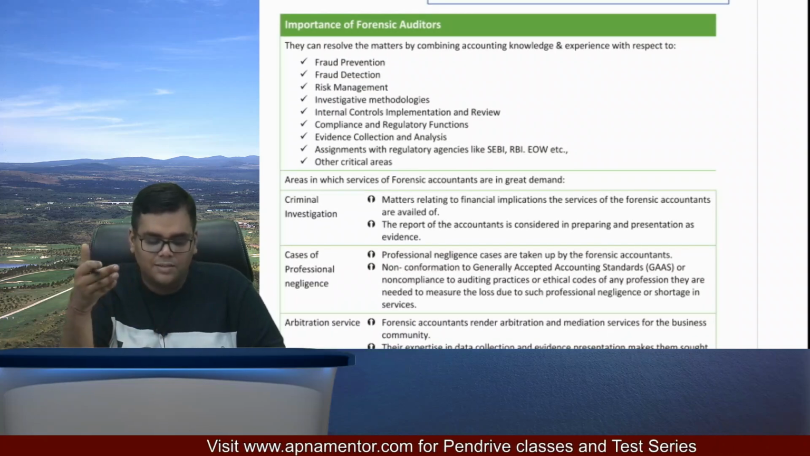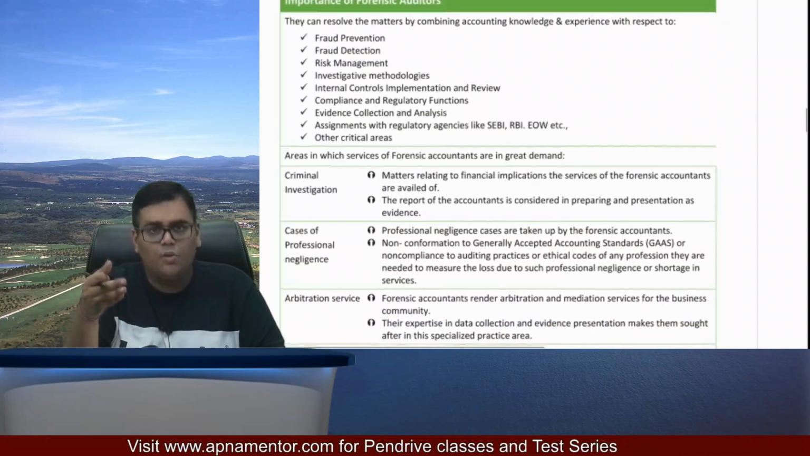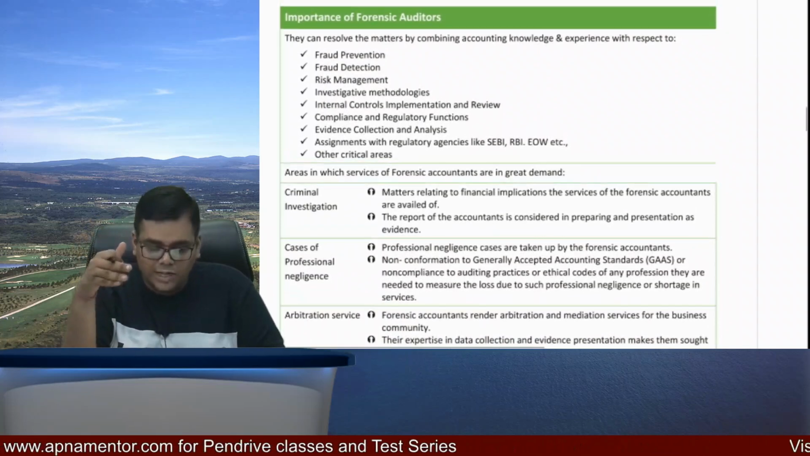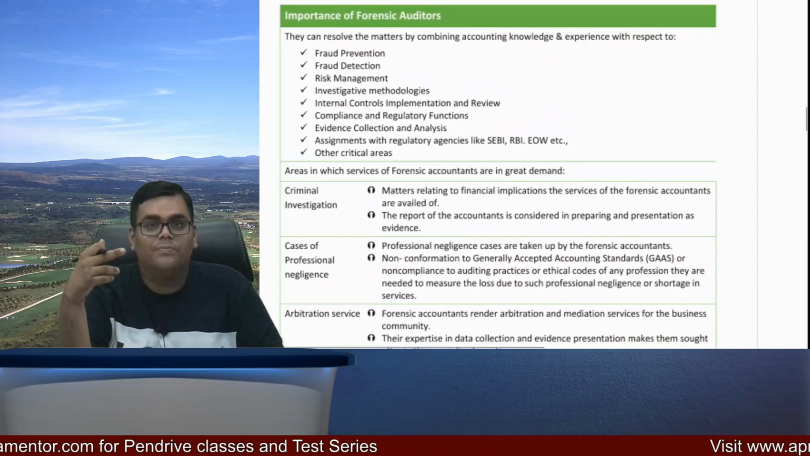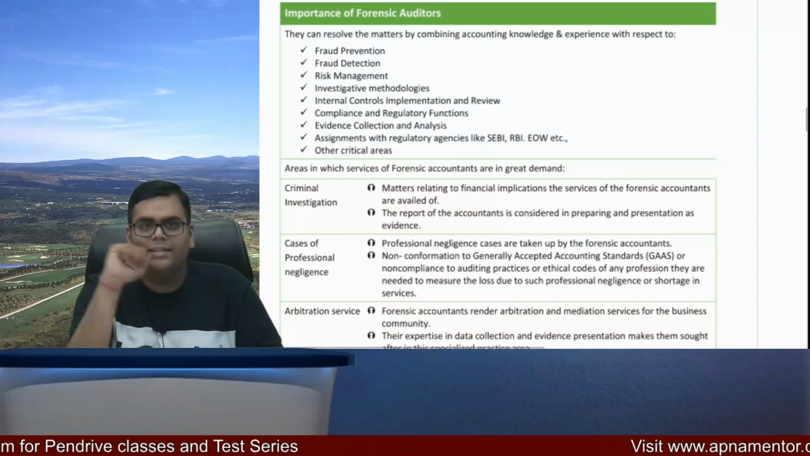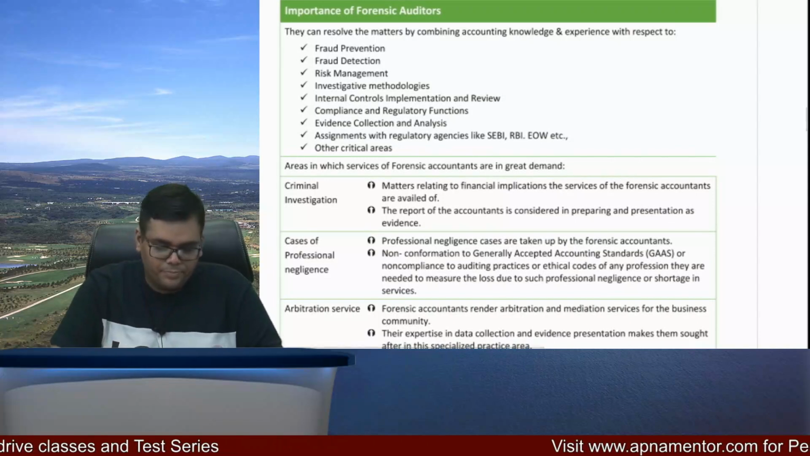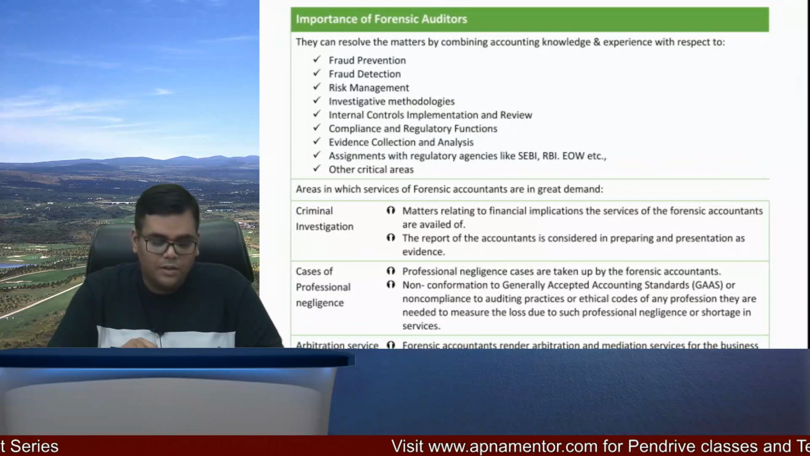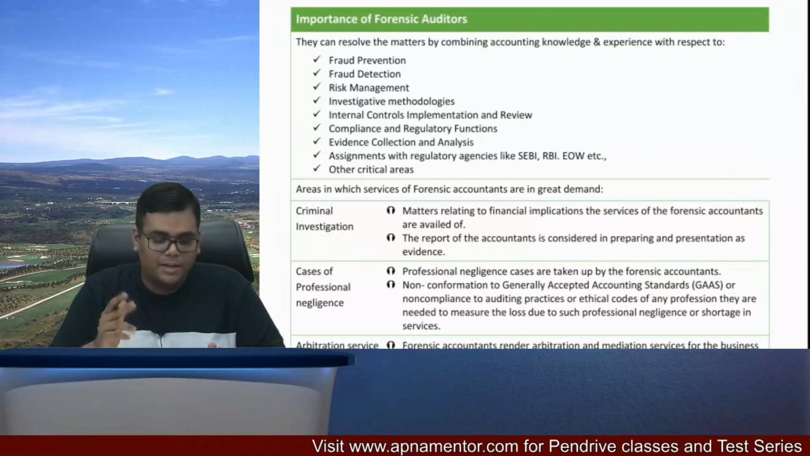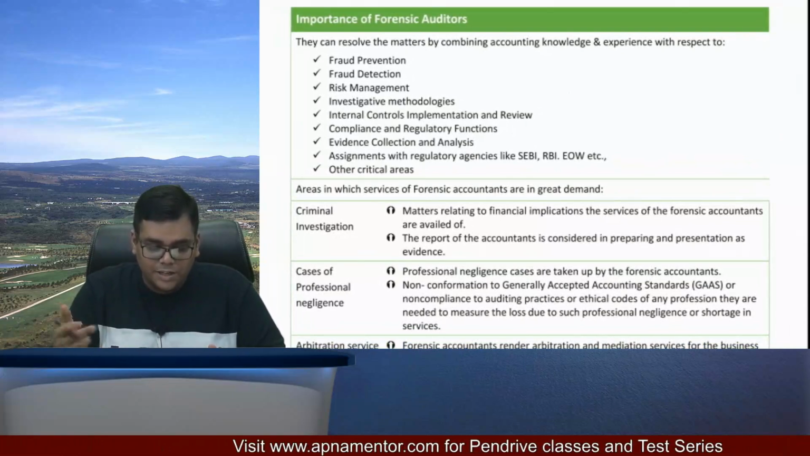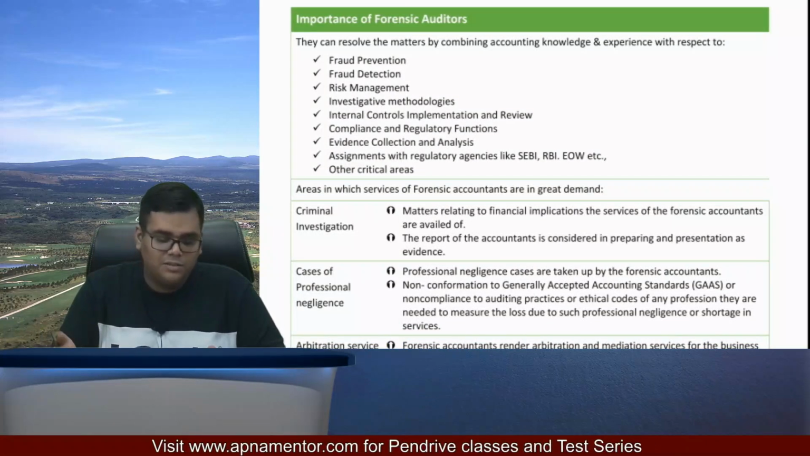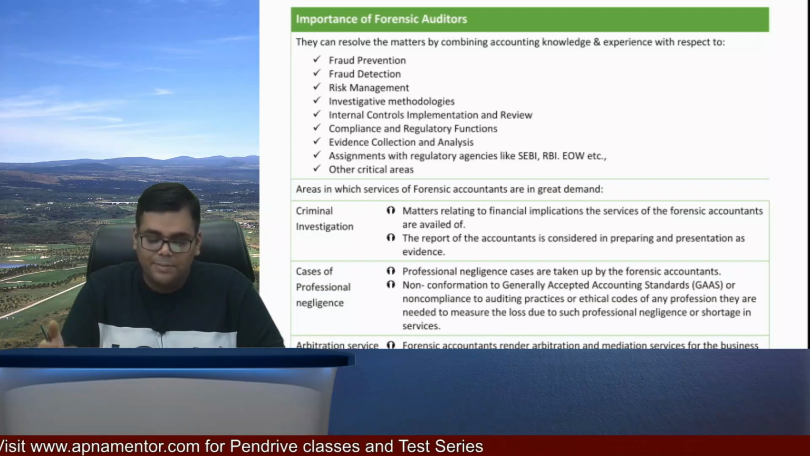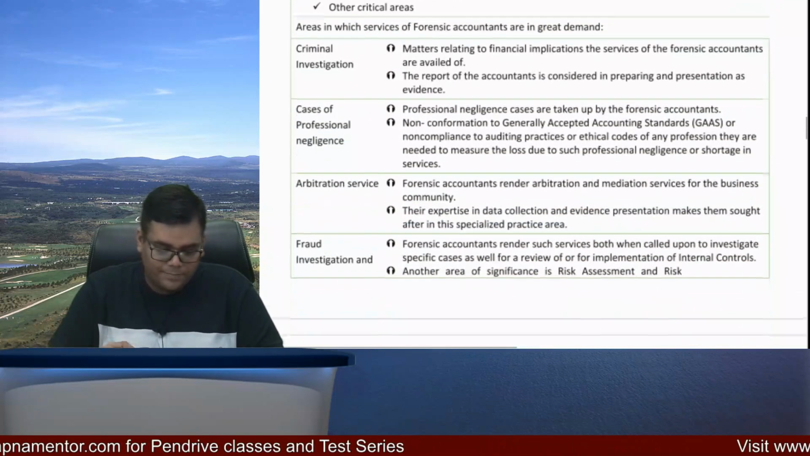Evidence collection and analysis. High level forensic auditors are also assigned to work with regulatory agencies like SEBI, RBI, etc. and other critical areas, right? So importance of forensic auditors: fraud detection, fraud prevention, risk management, investigative methodologies, internal control implementation and review, compliance and regulatory functions, evidence collection and analysis, assignments with regulatory agencies like SEBI, RBI and other critical areas.